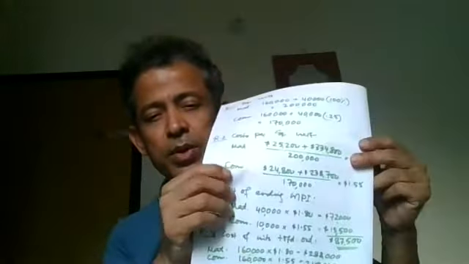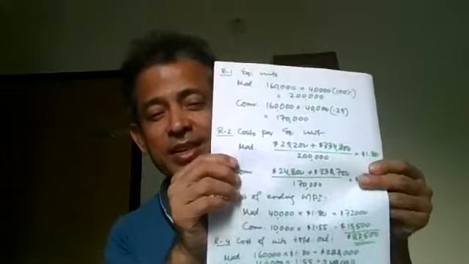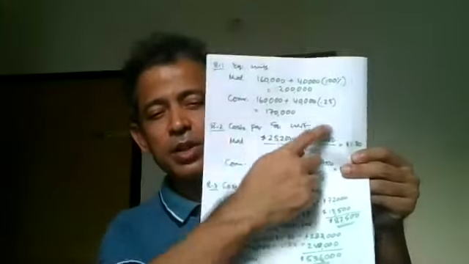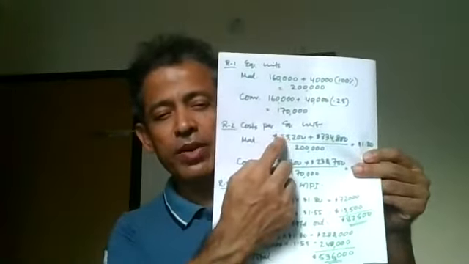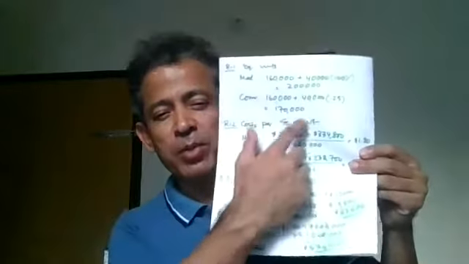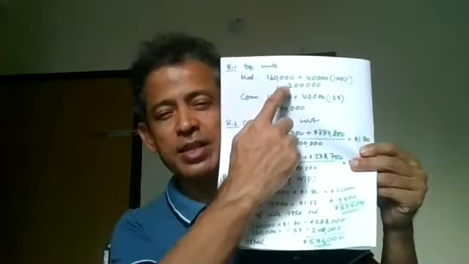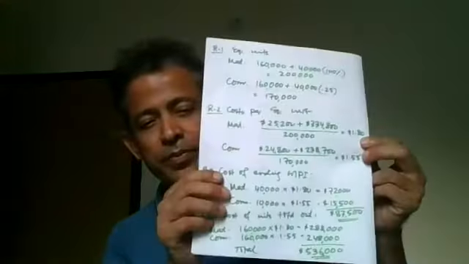Then requirement 2 is the unit cost. Unit cost is easy. Just add all the materials cost. Material cost in beginning inventory plus material cost added is the total material cost, divided by 200,000. That's the equivalent units. So materials cost is $80.